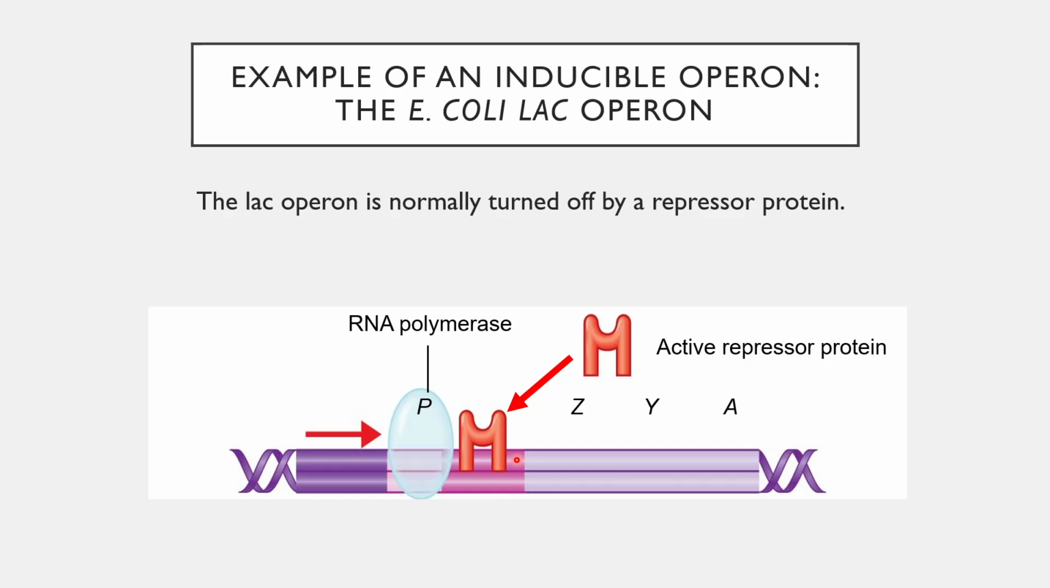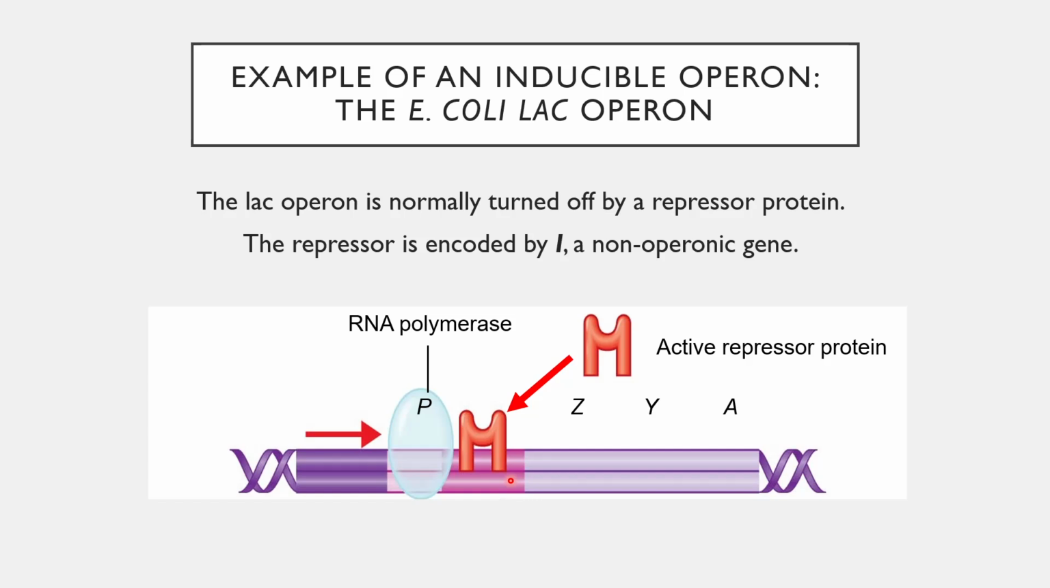So the baseline state of the E. coli lac operon is that it is turned off by a repressor protein. Normally, there is a protein that sits on the operator and physically blocks RNA polymerase from reaching the Z, Y, and A genes. So this, of course, prevents the RNA polymerase from transcribing and copying these instructions, which then prevents the downstream creation of any sort of protein or enzyme from those instructions.